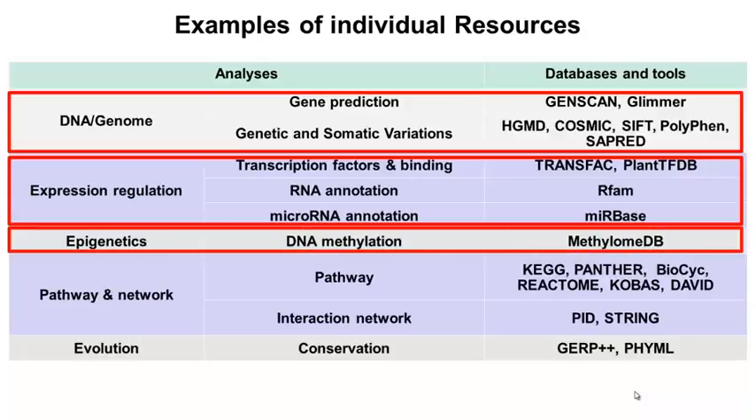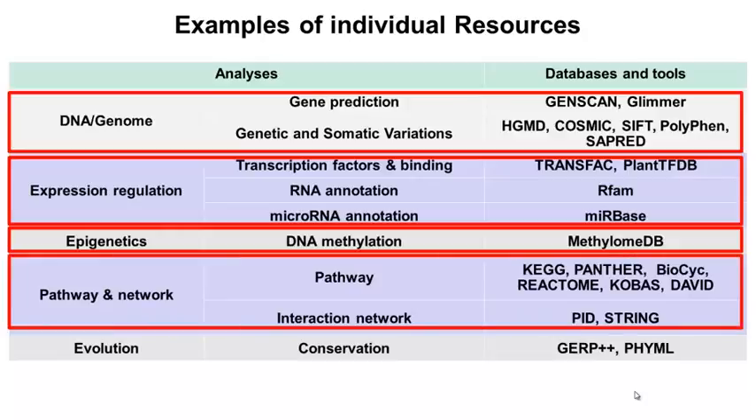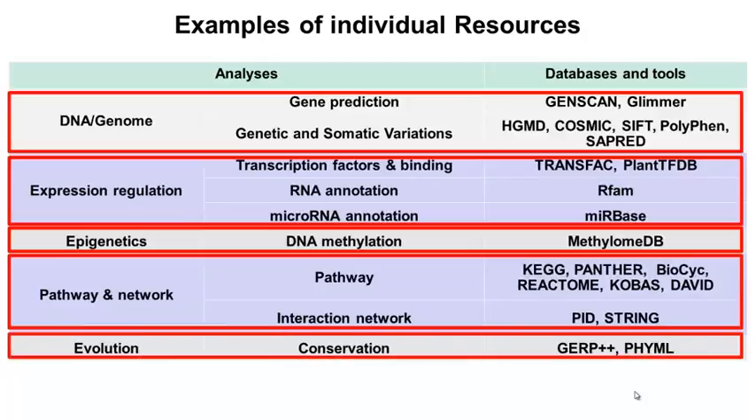For epigenetic research, you can find data on DNA methylation from the MethylomeDB. To study molecular pathways, you can find pathway data from the KEGG, Panther, BioCyc, and Reactome databases, and use software tools such as KOBAS and DAVID. In addition, PID and STRING are very useful for studying protein interaction networks. Finally, to study evolutionary conservation, you can use tools such as GERP++ and PhyML.